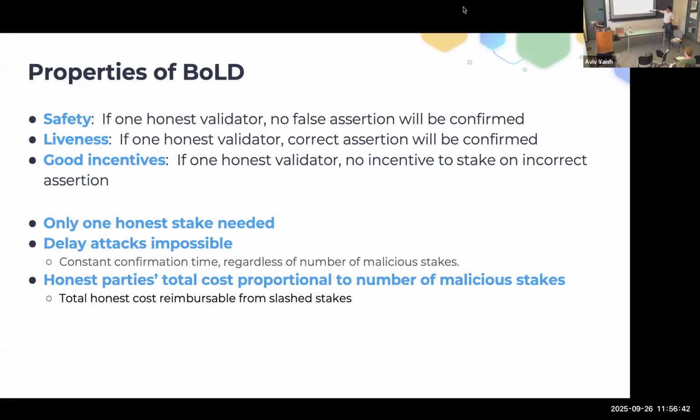And the honest party's total cost, in gas and in stake, is proportional to the number of malicious stakes. So the malicious stakes are equivalent to the malicious roots. What this means is that in the aftermath, the total honest cost, the expenses that the honest parties together spent on this, can in principle be reimbursed from the slashed stakes, if the stakes are large enough. Like linear? What's proportional?